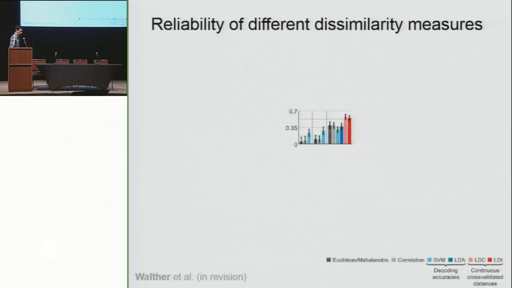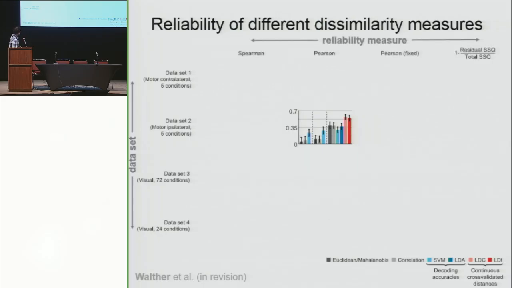So this is just one particular data set. We tried this out with 4 different data sets and also looked at a number of different measures of reliability. Here it's the Pearson correlation between the RDMs. Also did it for the Spearman correlation, for the Pearson correlation with the 0 point fixed, because now we have unbiased distances, so we can actually interpret the 0 point, so it makes sense to look at that. And also for the coefficient of determination.